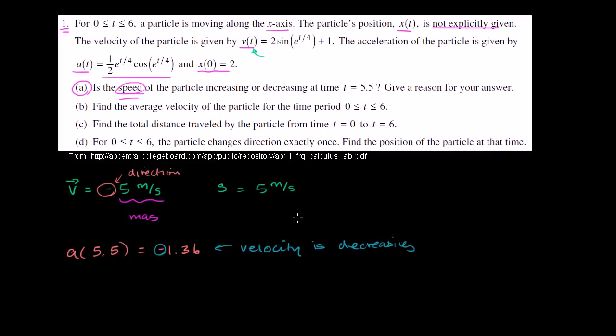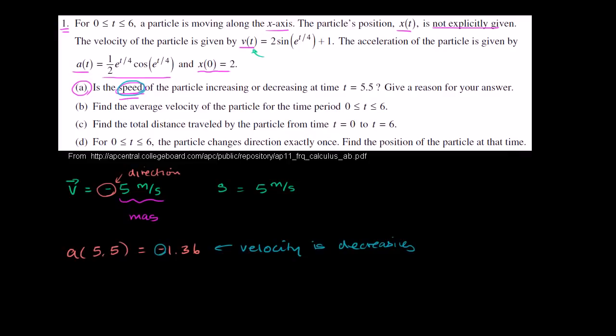Now, you might be tempted to say we're done, but remember, they're not asking us, is the velocity of the particle increasing or decreasing? They're asking us, is the speed of the particle increasing or decreasing? And if you're saying, hey, how did I know that? Just remember, acceleration is just the rate of change of velocity. If acceleration is negative, that means the rate of change of velocity is negative. It is going down. But anyway, how do we address this speed issue? How do we think about it?